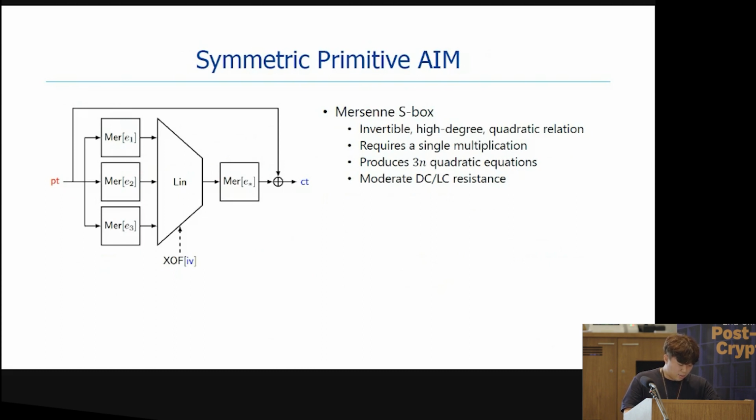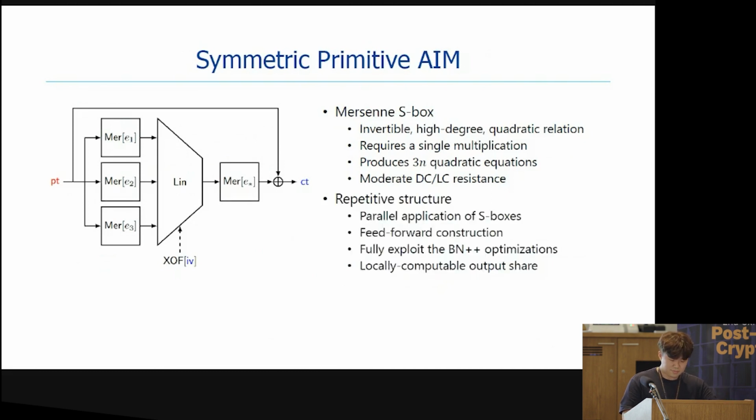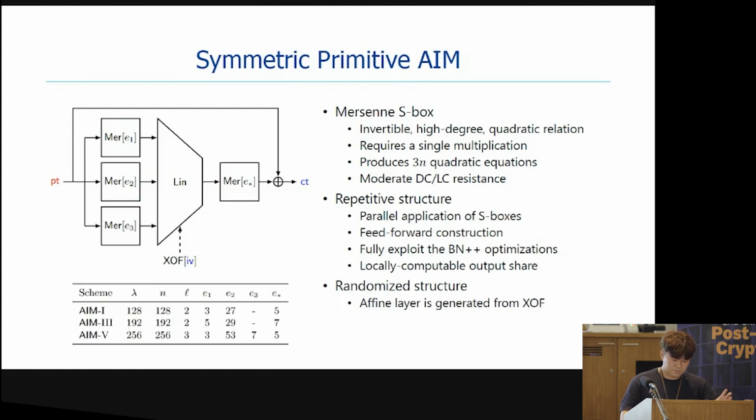Not the best DC-LC resistance is not a problem because an attacker can query only once. So we chose a repetitive structure, applying the S-boxes in parallel. And finally, for the security, we use a randomized affine layer generated by XOF, an extendable output function. So here are the parameters.